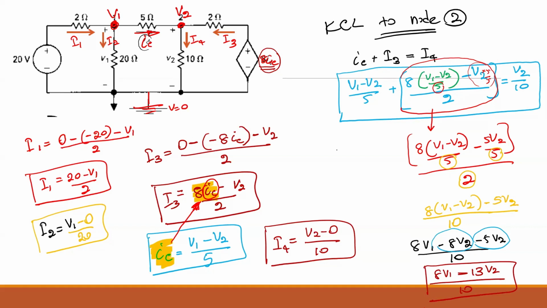I'm going to write it there. So we delete this part, and instead of this one, we can write this simplified version. So we have 8V1 minus 13V2 over 10. Any question up to here?